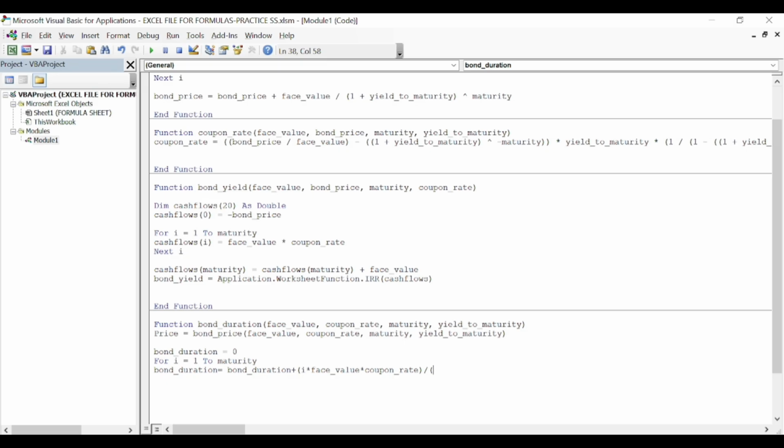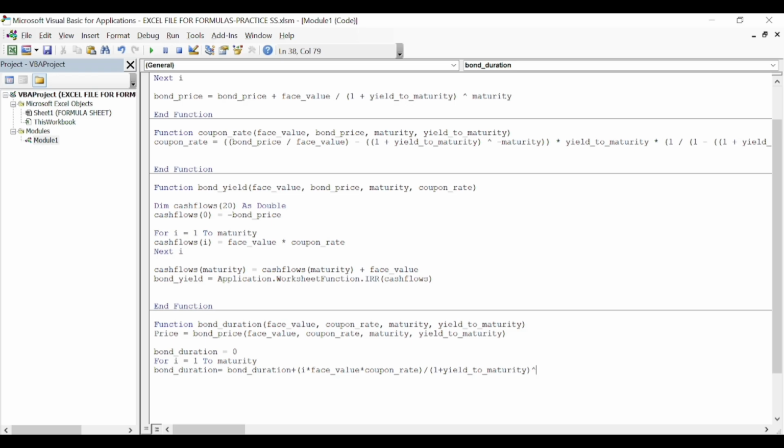So basically this formula tells us to take each year's coupon payment, find how much it's worth today, multiply it by the year number, and add it up. So we get each payment weighted by this.